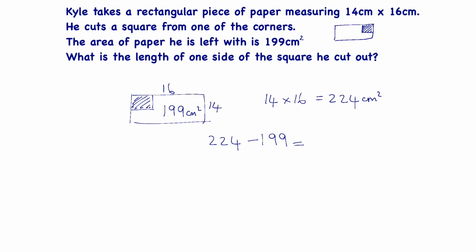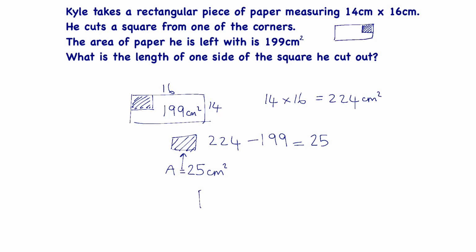So if the original piece of paper was 224 and he's left with 199, if I subtract those from each other, that should give me the square that he cut out. So 224 take away 199 is 25. That means this little square that he cut out measures 25 centimetres squared. The area is 25 centimetres squared.